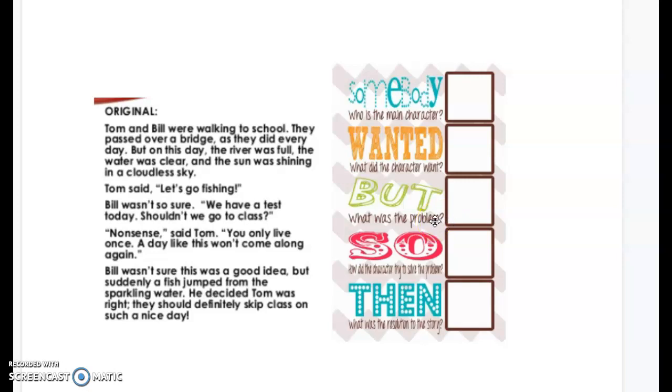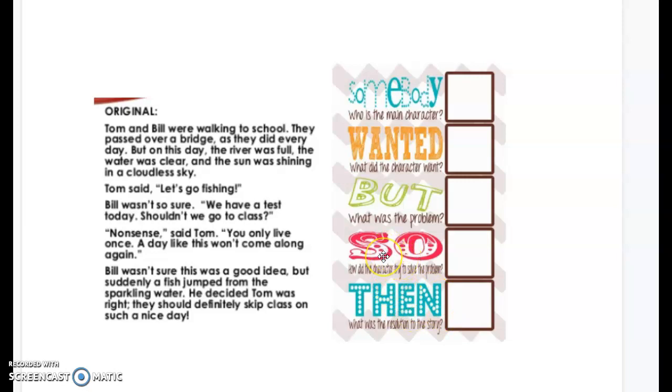And then you've got the so. So how did the character try to solve the problem? And it's not necessarily saying they did solve the problem, it's just saying how did they try to solve the problem. And then on your last box, which is the then, it says what was the resolution to the story. Now you either need to state whether that original problem was resolved or whether they didn't resolve that problem, and that's where you need to put your final statement in that box.